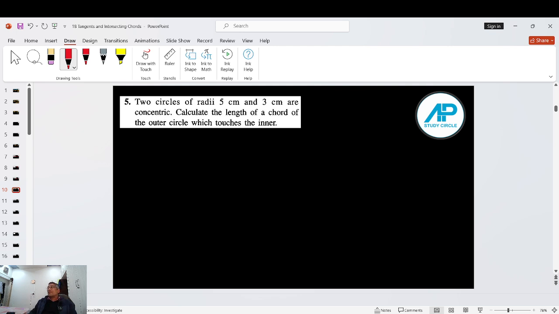Two circles of radii 5 and 3 are concentric. Bigger circle, smaller circle. Find the length of the chord of the outer circle which touches the inner. Language should be taken very carefully. So what is AB? A chord of the outer circle but tangent to the inner circle. The smaller radius is 3, the bigger radius is 5.